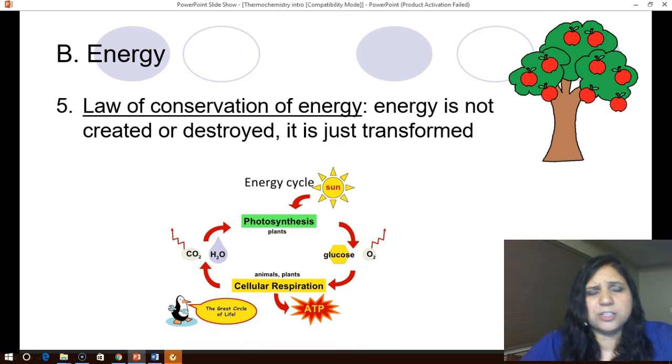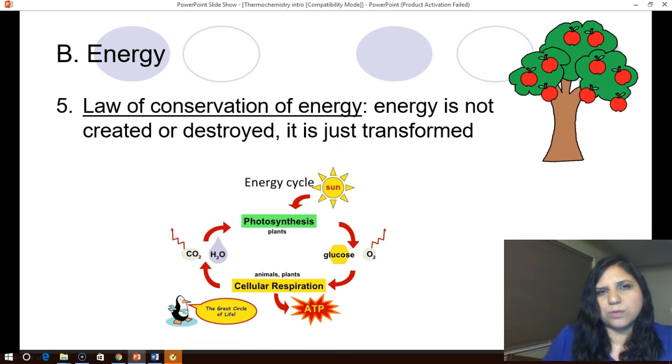And this transformation of energy is summed up in the law of conservation of energy. It states that energy is not created or destroyed, it's simply transformed. And so it goes from one form of energy to another, but it's kind of cycled through. This is actually the first law of thermodynamics.